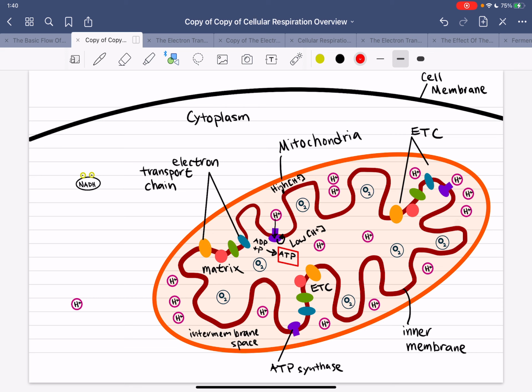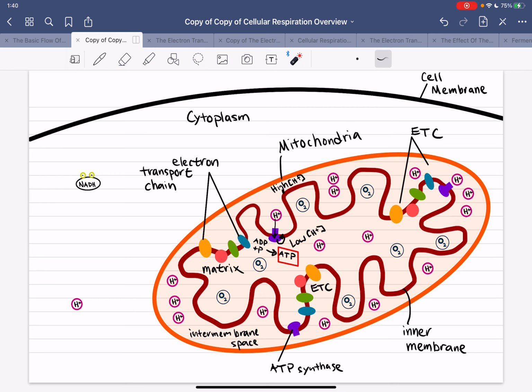And then finally, I can't draw it because it will get messy, but that proton is going to reach the matrix. That's it. So you have these protons that are constantly flowing through your ATP synthases, constantly causing them to spin and pump out ATP.